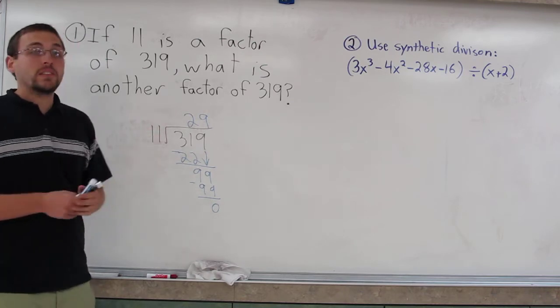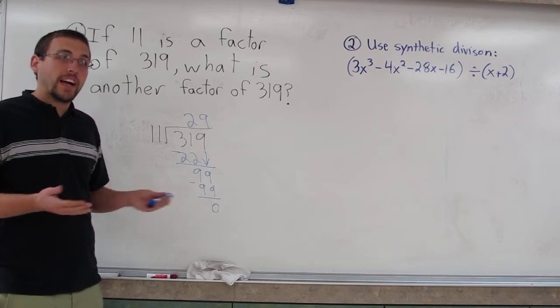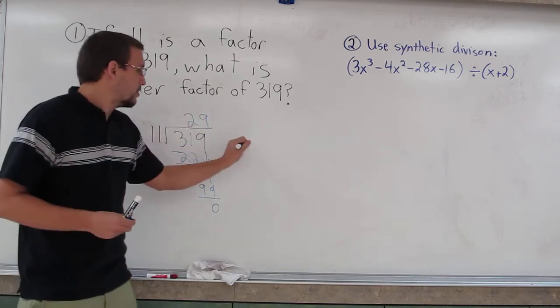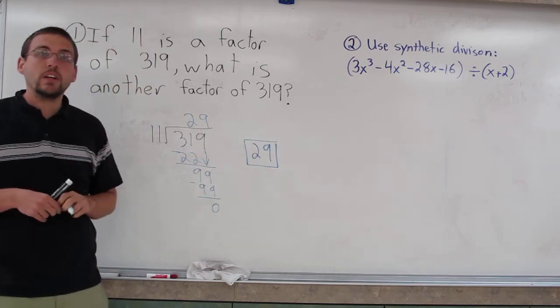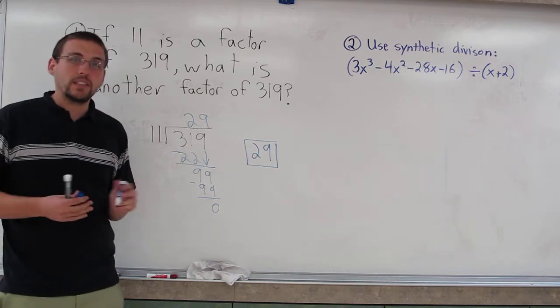As a result of doing this division, you also get another factor of 319. What would that other factor be? Yes, perfect. It actually is 29. The other factor of 319 would be 29. So we would say that 11 and 29 are both factors of 319.